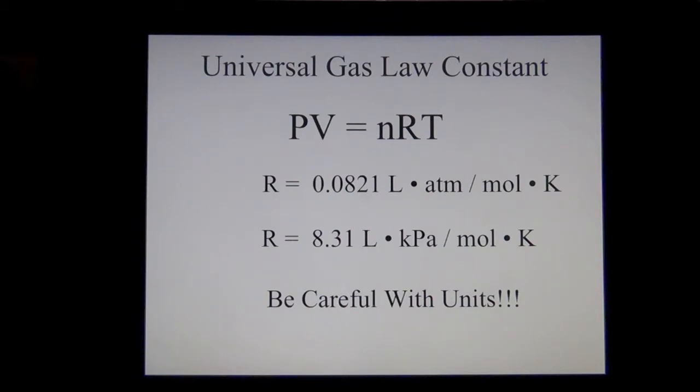So if we're using 0.0821, your volume has got to be changed to liters. Your pressure has got to be in atmospheres. Temperature has always got to be in Kelvin. And if the quantity of gas you're dealing with is not in moles, you're going to have to change it to moles. So let's see if we can solve a problem using the ideal gas law.